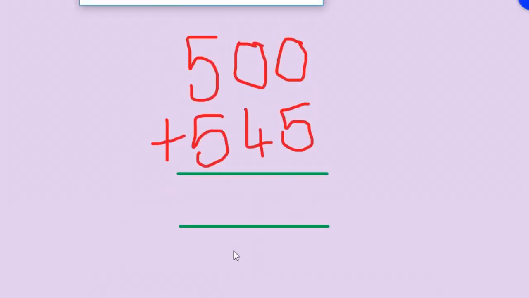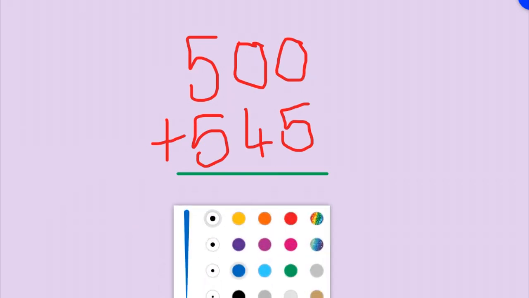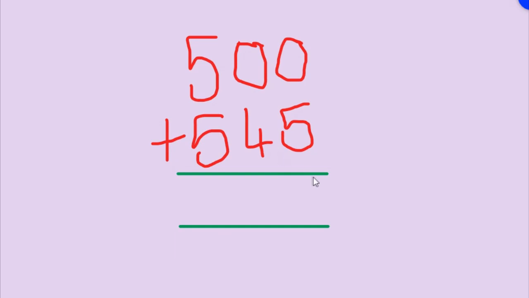0 plus 5 equals to what? You all know that 0 plus 5 becomes 5. And so the next one. 0 plus 4 equals to what? Could you tell me? Yes, it is 4. And so 5 plus 5 equals to 10. As you can count, 5, 6, 7, 8, 9, 10. So 10 is the answer here.